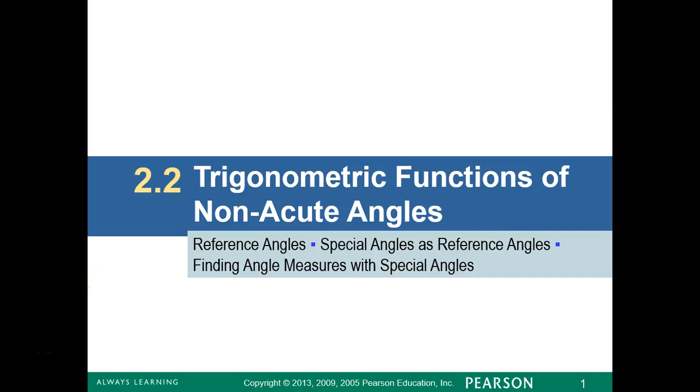All right, trigonometry class, we're going to be looking at section 2.2. We're looking at trigonometric functions of non-acute angles. Remember, the previous section we looked at just acute angles. This one covers all other angles. The first thing we're going to look at is something called reference angles, and we have to use reference angles in order to find this last portion right here, finding angle measures with special angles. So let's first look at reference angles.